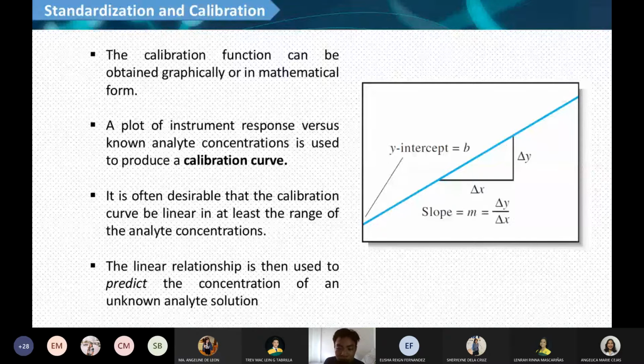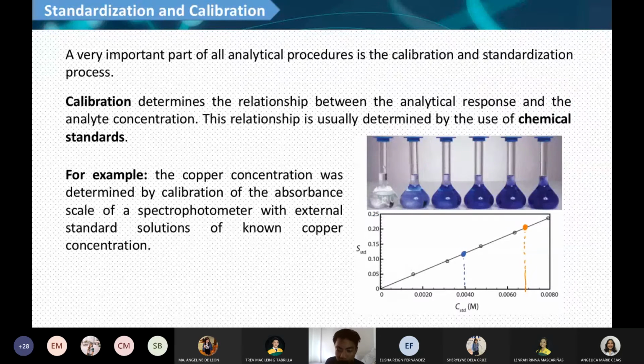Siya ay ginagawa muna before you do the chemical analysis. Gagawa ka muna ng calibration curve before you can start analyzing your substance. And ito yung pinakamadali. Okay? Kasi madali lang talaga yung gawin kasi wala tayo sa lab kaya hindi ko ma-emphasize kung gaano siya kadali. So ganun, basta madali yan.